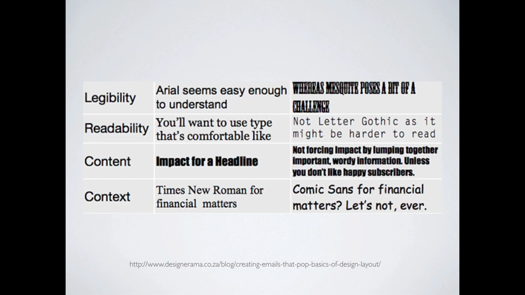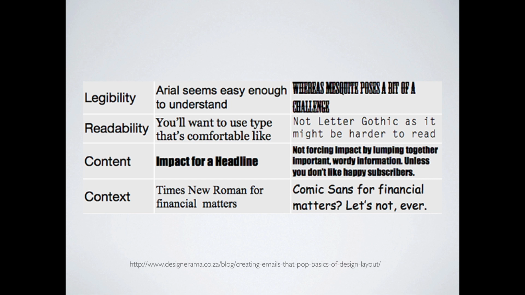So I apologize, this is a little bit blurry, but I like the graphic because I think it makes this a lot easier to understand. Legibility, remember, is about the individual letter forms. Arial is pretty easy to read, no problem. But if we use Mesquite, it's pretty hard to distinguish the individual letter forms, so it makes it hard to read. Can you read it? Sure. But you have to concentrate on what those letters are. Does that make sense? So that's about the letters.